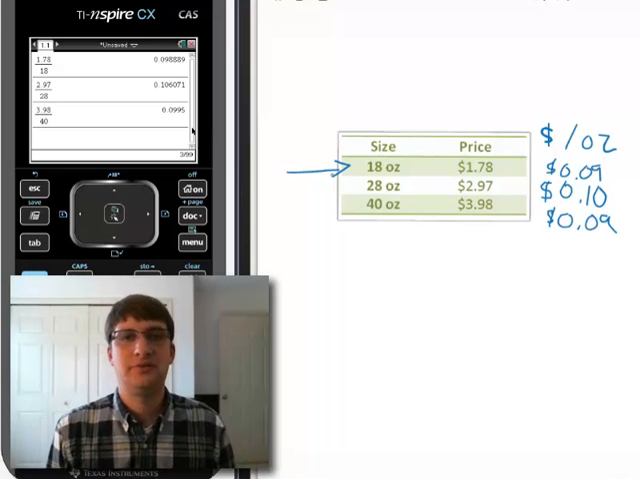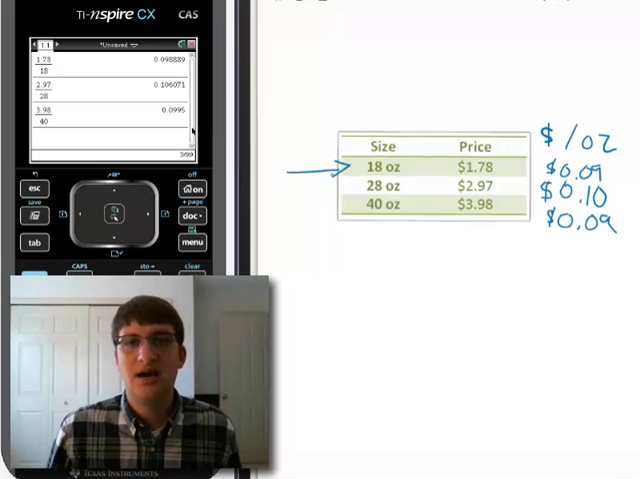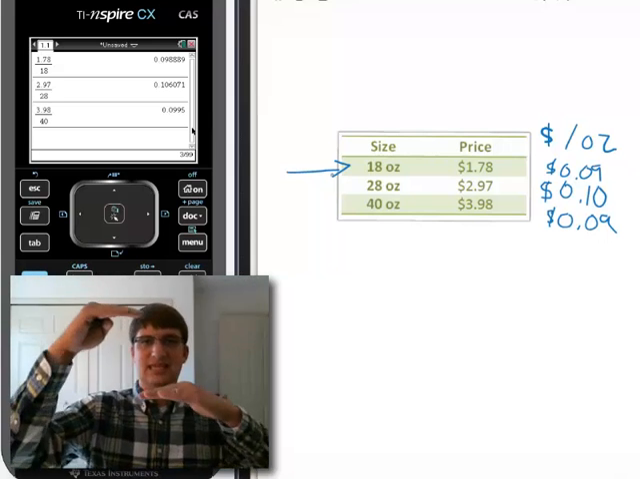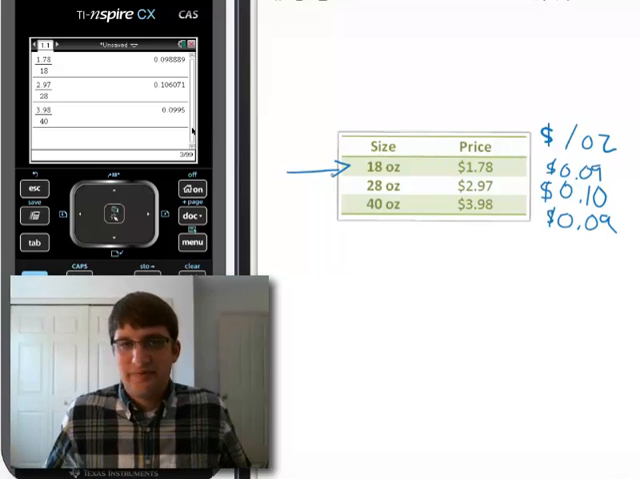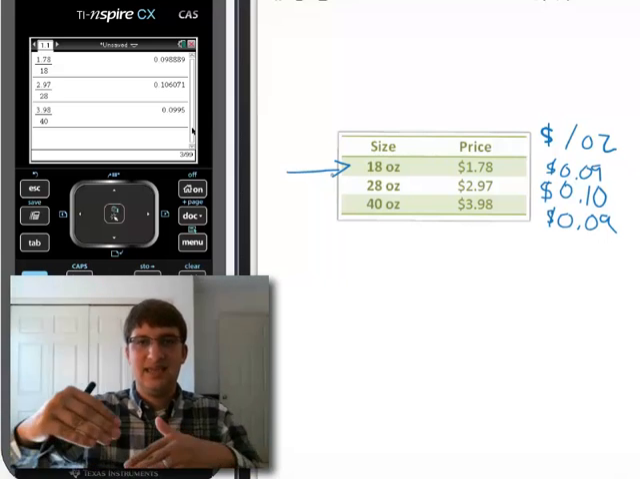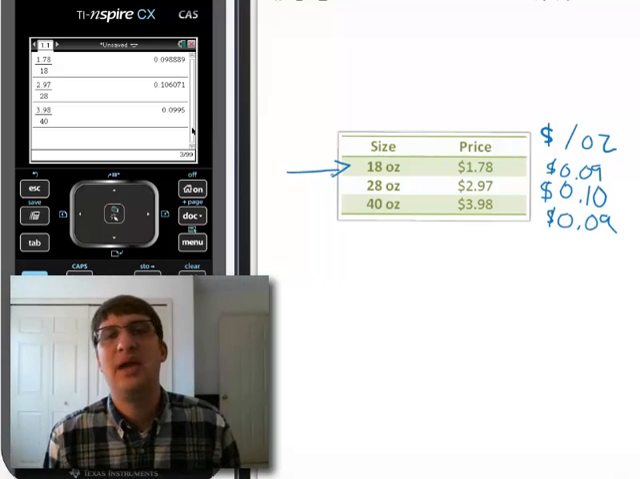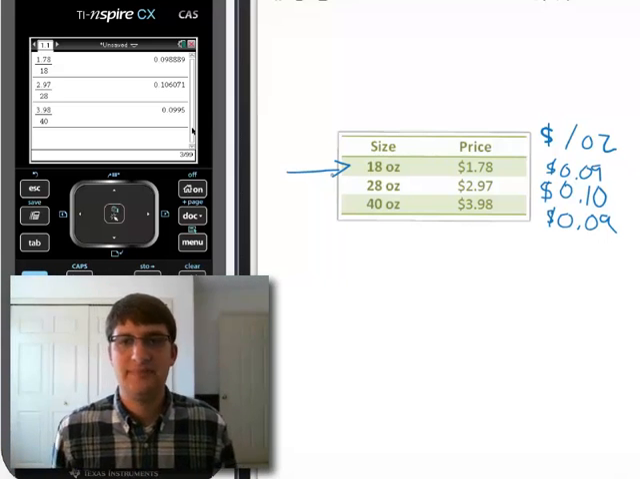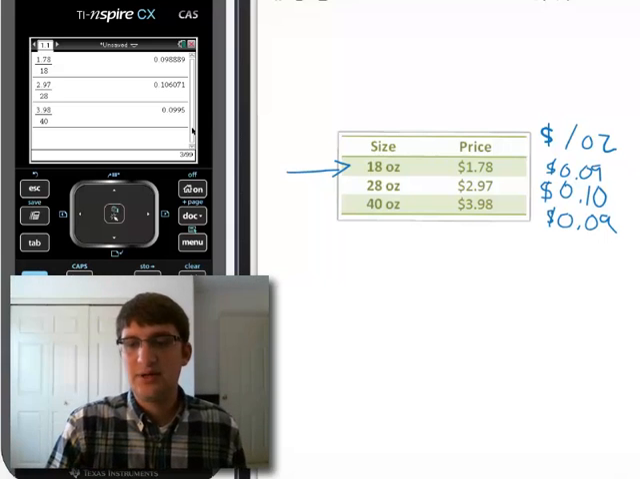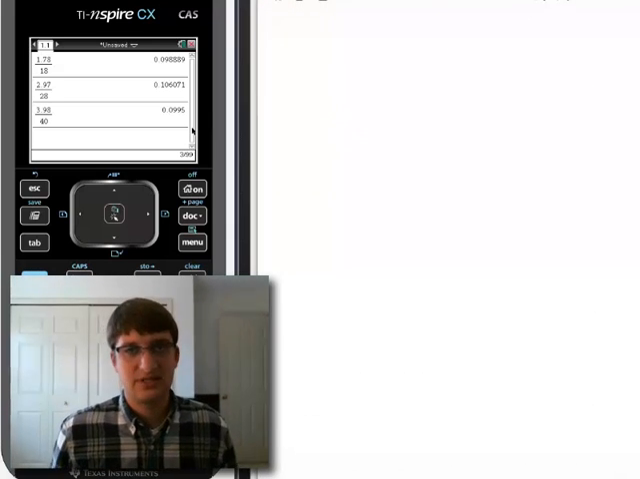So that's a ratio, okay? It's just a fraction that's used to get things into the same unit, in this case, so that you can compare one thing to the next, okay? That's ratios. The next thing I want to talk about are proportions, okay?